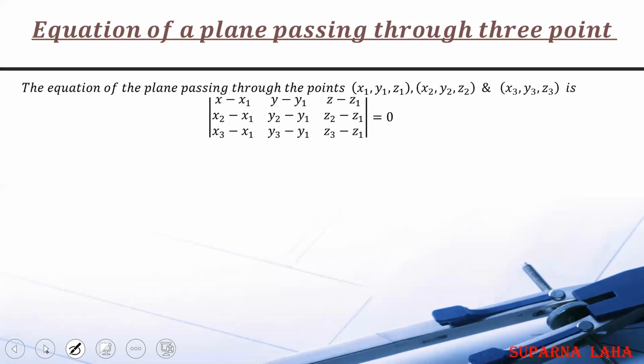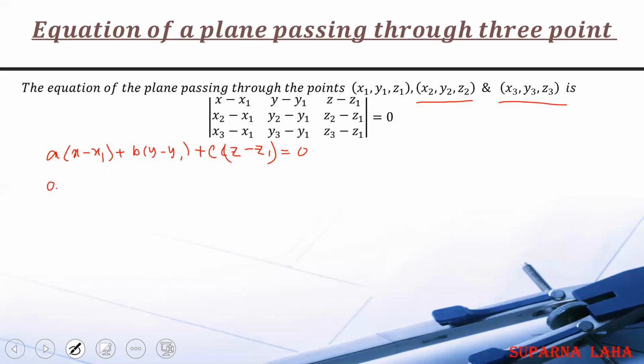Now we have the equation of the plane passing through one point, that is a into x minus x1 plus b into y minus y1 plus c into z minus z1. We have that equation. Clear? Now, given that the points x2, y2, z2 and x3, y3, z3 are also satisfying the equation of the plane.